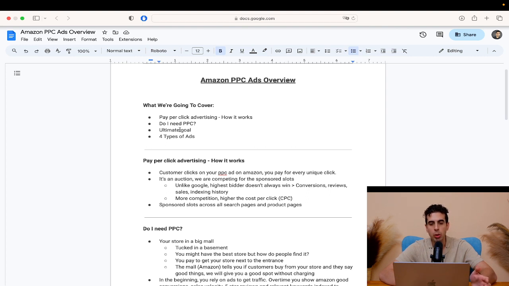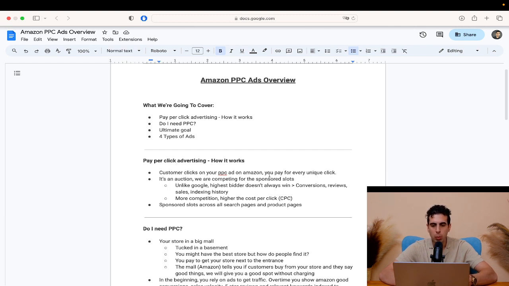I'm also going to be showing you a video example of how they pop up on a search page using mobile. Just to keep things simple, I'm not going to go into too much detail on the technicalities, but I'll give you a brief overview of how pay-per-click advertising works. Essentially, as the name suggests, it's a pay-per-click model. Customers click on the sponsored listing, and every time they click on it, you get charged.